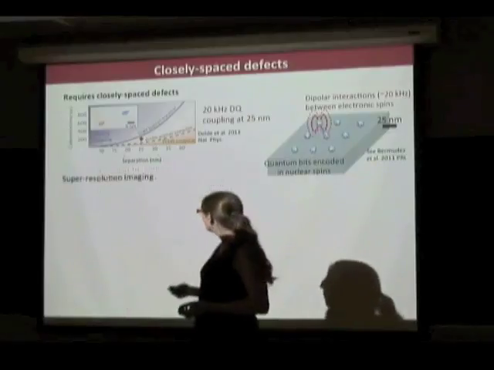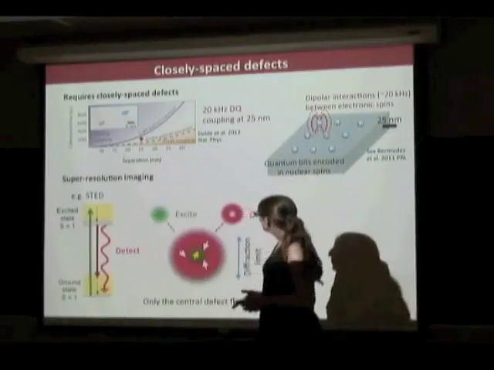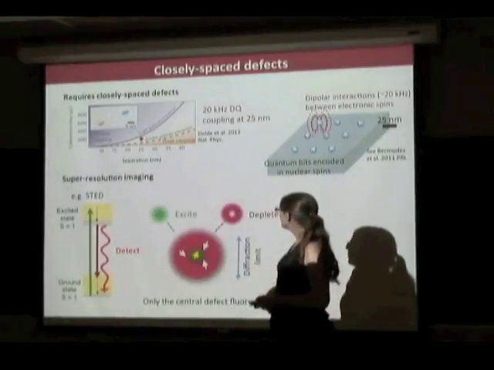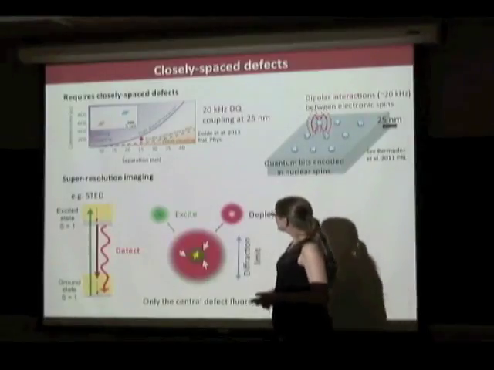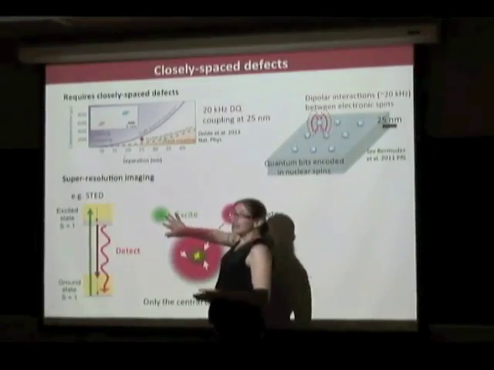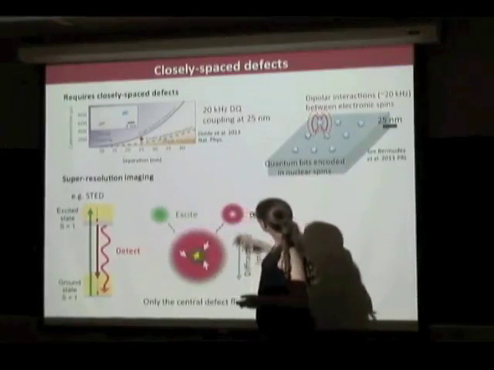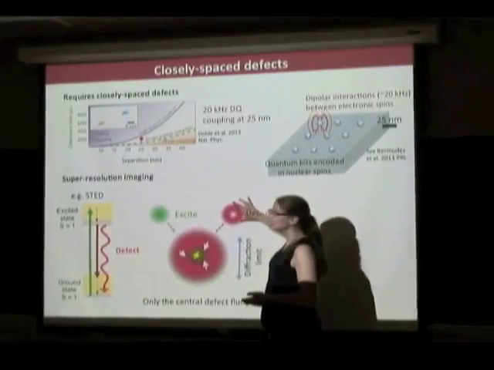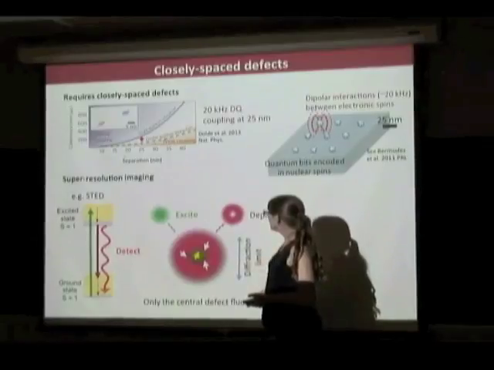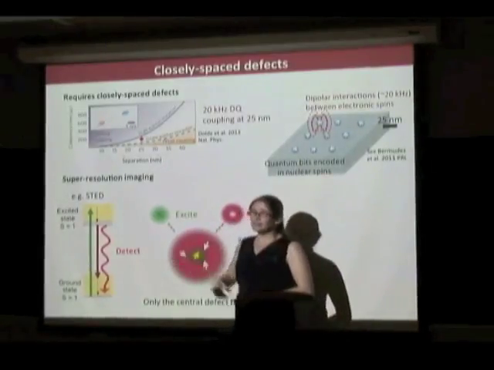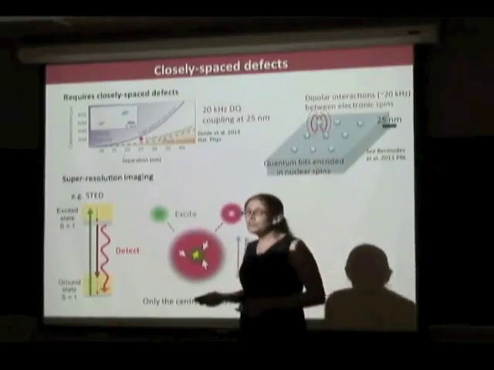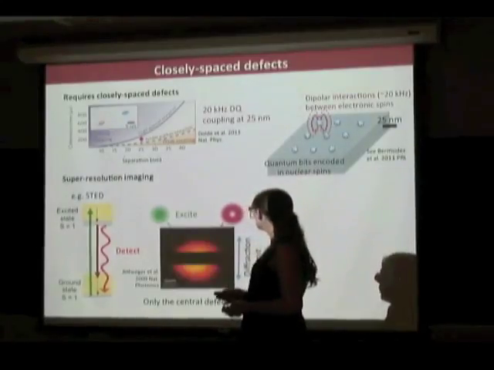mention. For example, super resolution imaging using stimulated emission depletion techniques, that is, where you excite the defect with a Gaussian-shaped beam and then cause stimulated emission with a donut-shaped beam, which means that only a defect that's in that donut hole will fluoresce. This technique has been used to get really extraordinary resolutions.